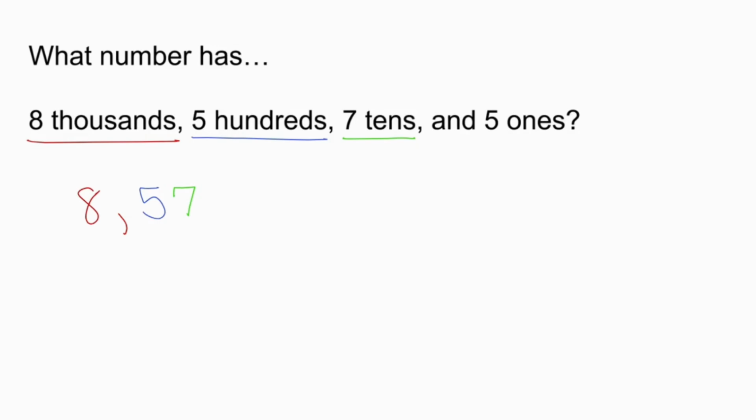And last but not least, 5 is going to be in the ones place value. So what number has 8 thousands, 5 hundreds, 7 tens, and 5 ones? Well, 8,575 does. And that's your answer.